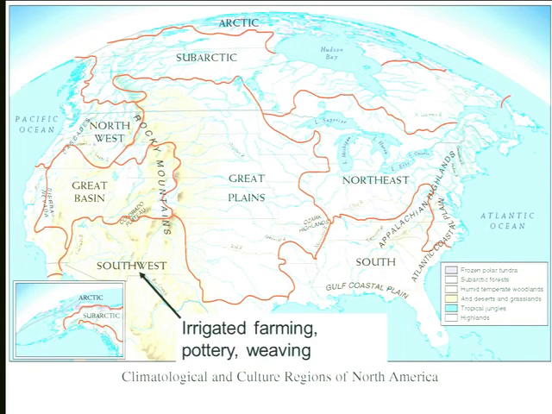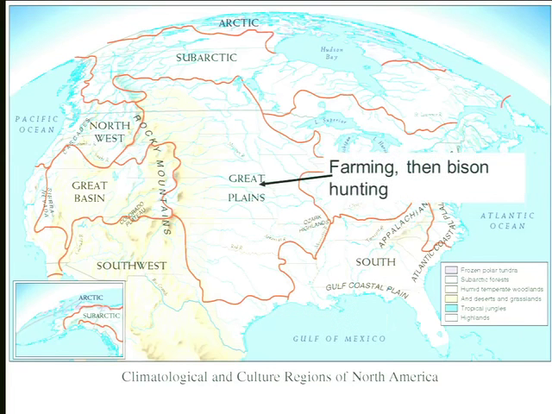This is all before the Europeans come to America. So all this is pre-colonial, before Europeans arrive on the Americas. Irrigated farming, pottery, and weaving. All this evidence is thanks to our friends, the archaeologists. In the Great Plains, farming and then ultimately bison hunting. So initially farming and then lots of hunting in the Great Plains.